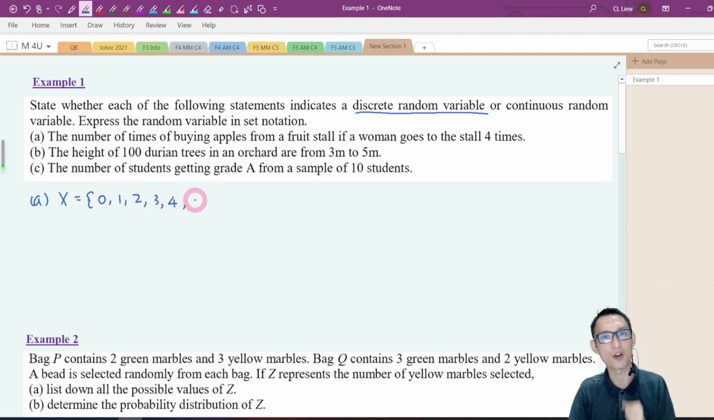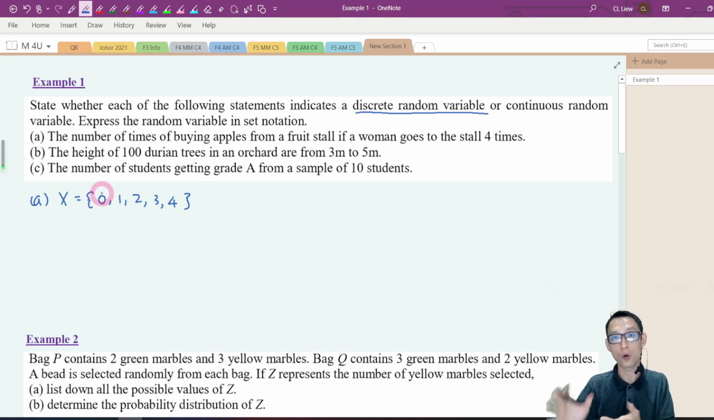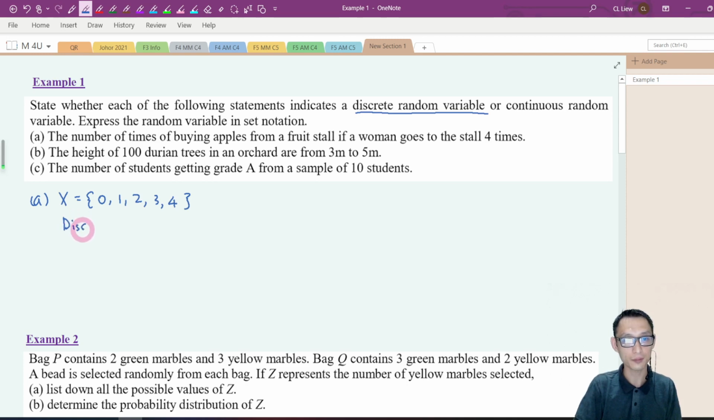Is that possible to get 5 times? No. Why? Because the woman just goes to the store for 4 times. So the maximum can go is 4 times, and it can be 0 time as well. I mean, the number of times buying apples. Maximum is 4 times, and it can be 0 time as well. Means that she goes to the store for 4 times, but every time she does not buy apples. Okay, now, since we can count it like this, like what we did just now, so this is discrete random variable.